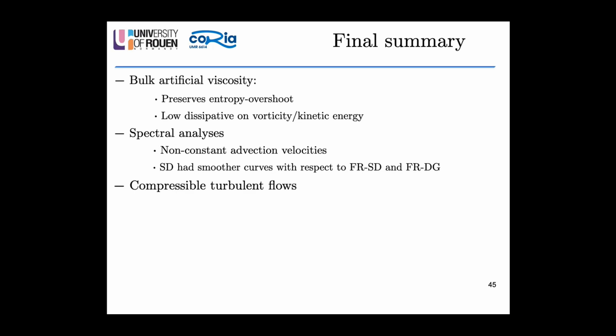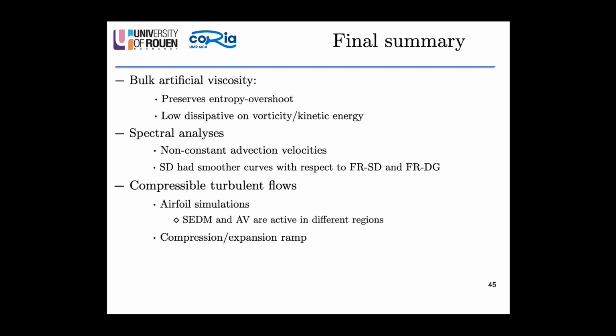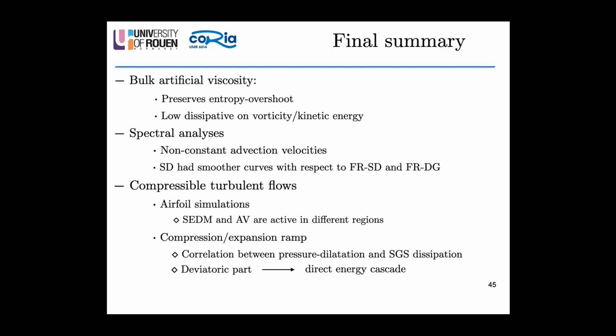And finally, the last part was focused on compressible turbulent flows. In the airfoil simulation, we observed that the spectral dynamic model and artificial viscosity were active on different regions as expected, whereas in the compression expansion ramp, we studied kinetic energy transfers under more compressible conditions, observing a correlation between pressure dilatation and SGS dissipation. The dilatational part was causing, at least on average, only direct energy cascade, so it can be modeled with classical eddy viscosities. And the spherical part instead was causing both backscatter and forward scatter, so more complex models are needed. Each of these topics is currently undergoing further developments.